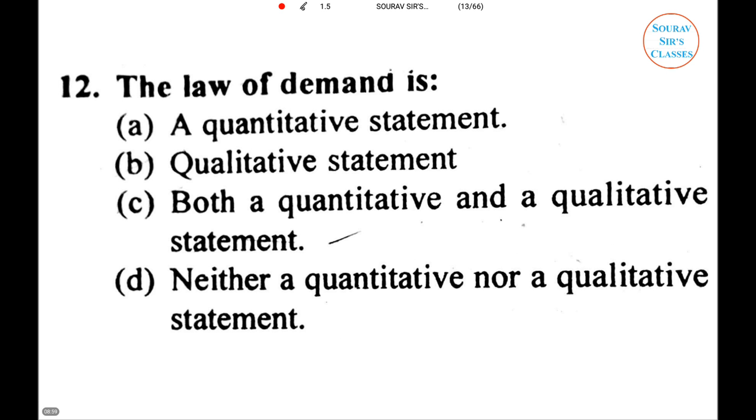The law of demand is a qualitative statement. Why? Because it only explains the trend of the law of demand, and whenever there is a trend involved, it is treated as a qualitative statement.